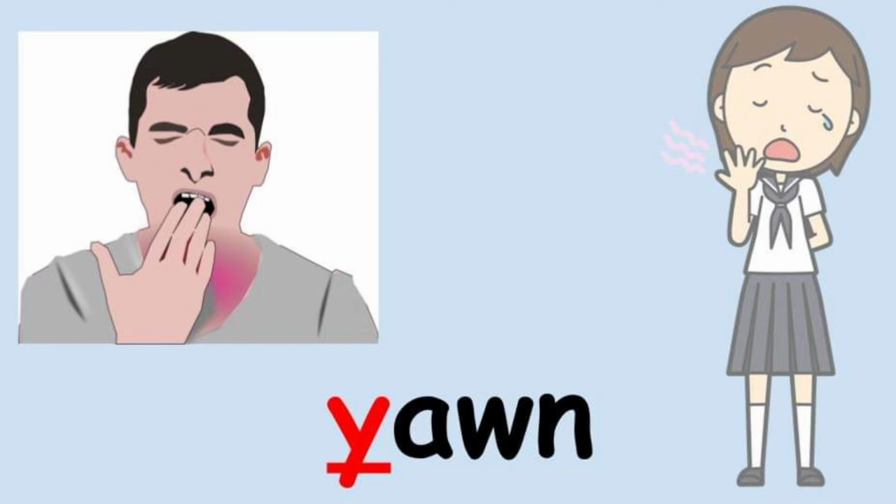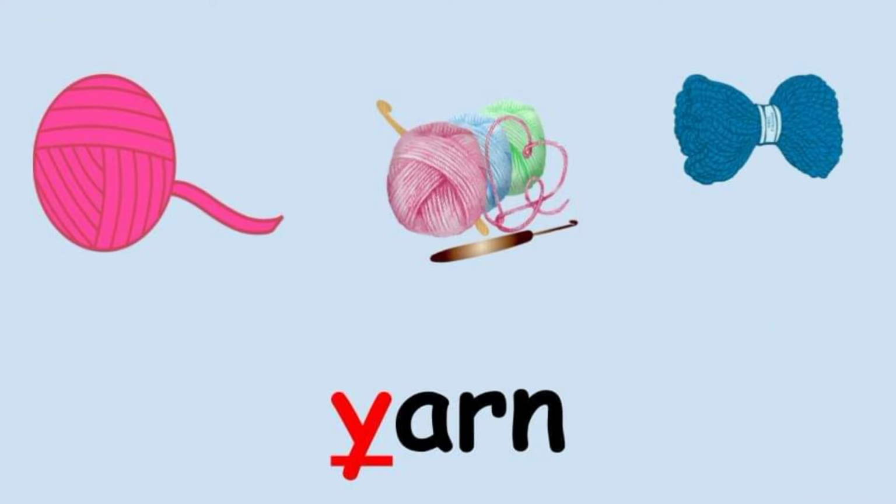Okay, this one kids is a yarn. Can you say the word yarn? One more. Very good. Let's say together. Yarn, yarn, yarn. Very good. Yarn start with letter Y.